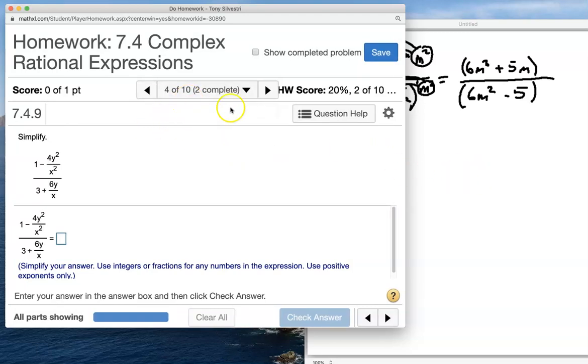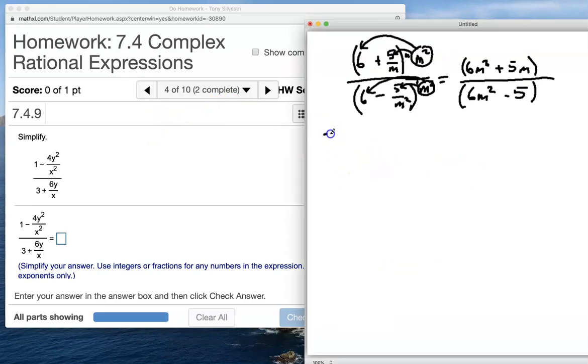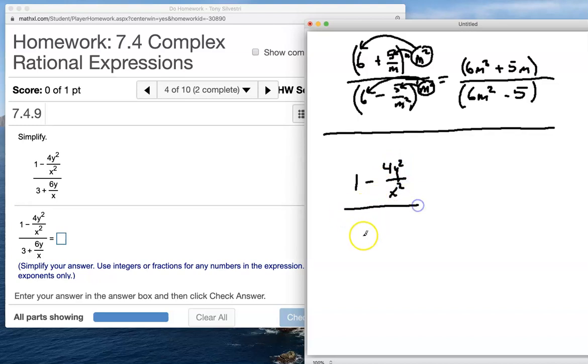Okay, let's do this one here, number 4. And I think I can just probably save a little time and use the same canvas. What I'm going to do is say (1 minus 4y squared over x squared) divided by (3 plus 6y over x). Okay, take a look at this. This is the mother fraction. The mother fraction apparently has 2 baby fractions.